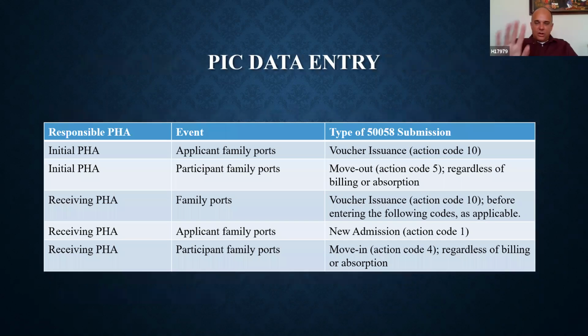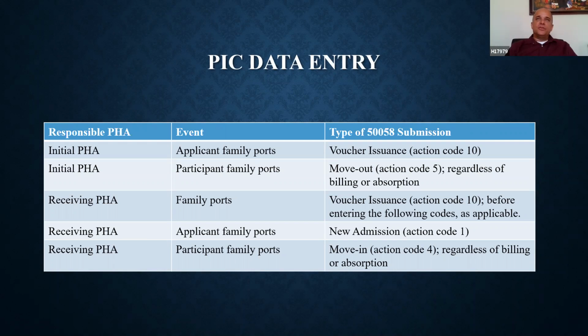And I want to cover just really quickly a few points about PICS data entry. Normally, let me restate this. In the initial PHA's jurisdiction, the initial PHA is always going to issue a voucher issuance code. This is a code 10. It's not a full 5058. It's kind of a partial 5058 that captures some basic information for the family, okay?